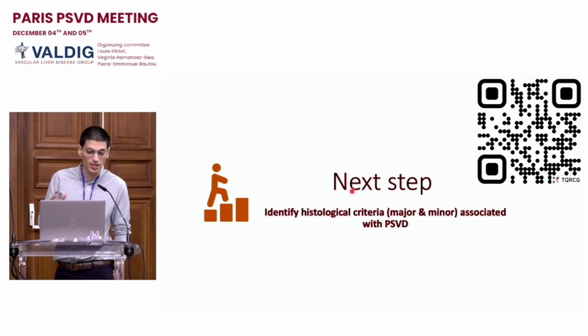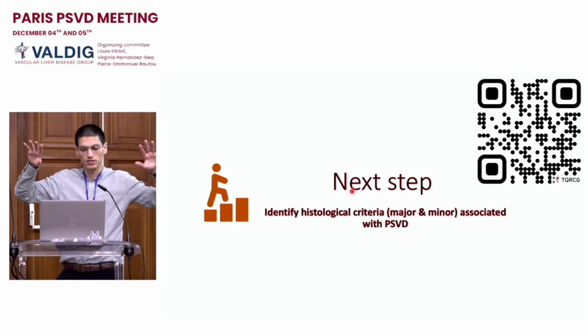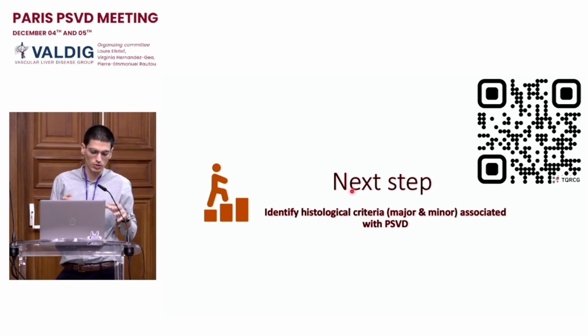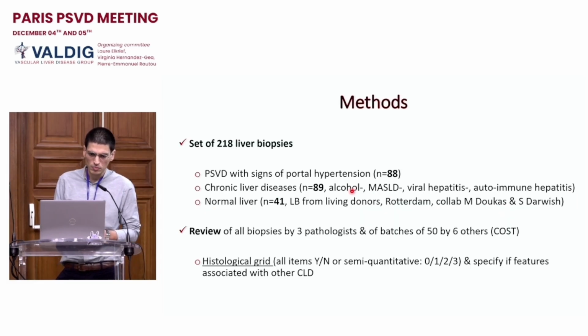So the next step, because it's not over yet, now that we have an extensive characterization, was to really reduce the number of features and identify the major and minor criteria associated with PSVD. And for that, we needed more and more biopsies. So from 40 PSVD, we are now at 88 PSVD cases with portal hypertension. The first time, we didn't have chronic liver disease. Now we had chronic liver disease, mainly MAFLD, but also alcohol and autoimmune hepatitis.